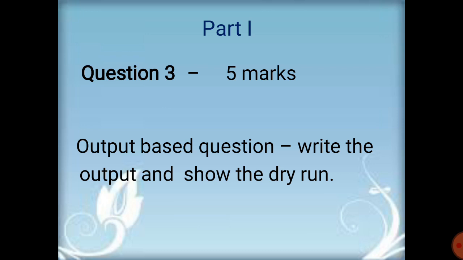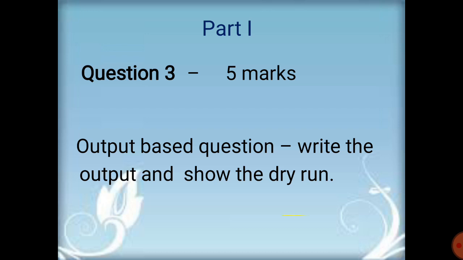Question number 3 is of 5 marks. This question is an output based question. In this question, a Java method of some class is given. We have to write the output of this method and also show the dry run. In this way, the first part contains 3 questions. The first one is of 5 marks, the second one is of 10 marks and the third one is of 5 marks. So total 20 marks for part 1. All the questions of this part are compulsory.